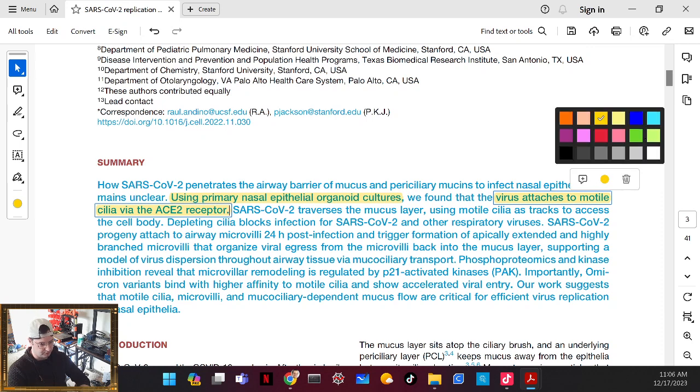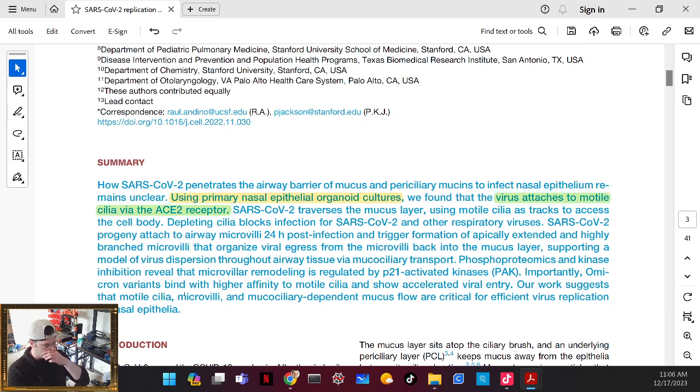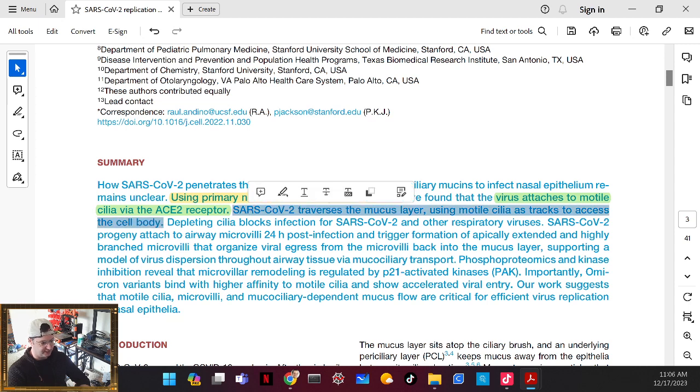It's neat, keep it green. COVID traverses the mucus layer using motile cilia as tracks to access the cell body. So that was the line that really was interesting to me when I was reading the other paper. I was like, huh, that's interesting, let's learn more about it.